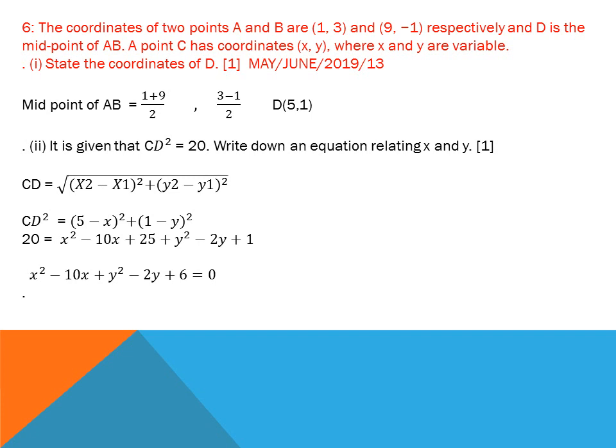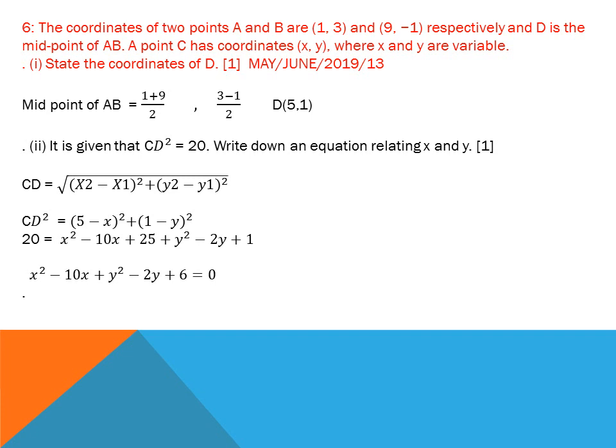Only we find the same value is repeated from the previous question. A is (1, 3), B is (9, -1). In the previous question it is also the same value, the same midpoint. So the midpoint is (5, 1), which is in the previous question. It means this question is repeating from May June 19 Zone 3 here.